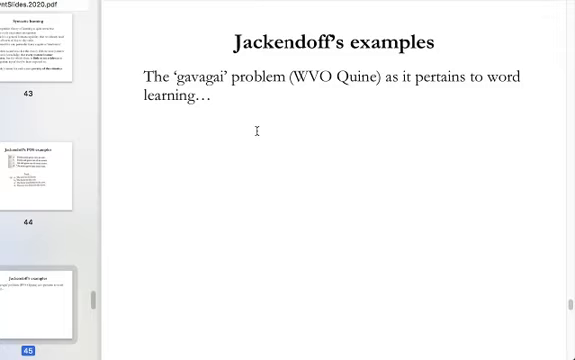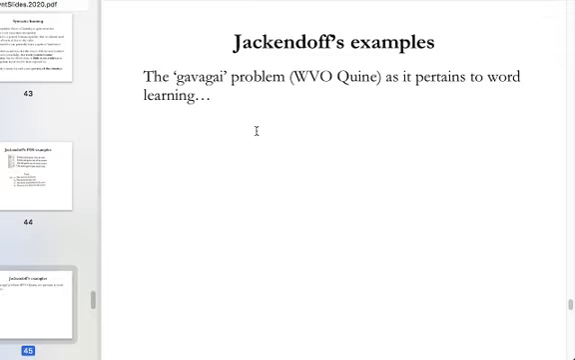But of course, there's a lot of other things Gavagai could mean. Maybe it means animal. Maybe it means animal that you could eat. Maybe it means white thing. Maybe it means furry thing. Maybe it means white furry thing. Maybe it means living thing. Maybe it means thing that's moving, right?